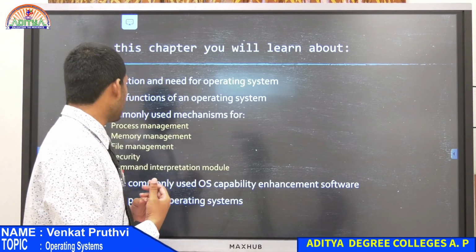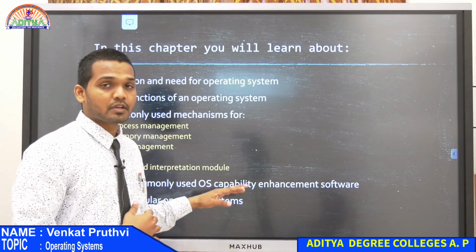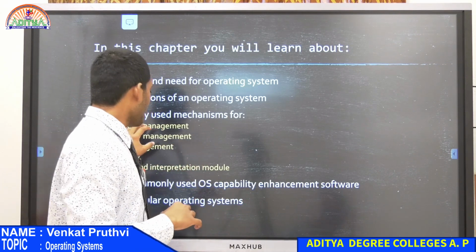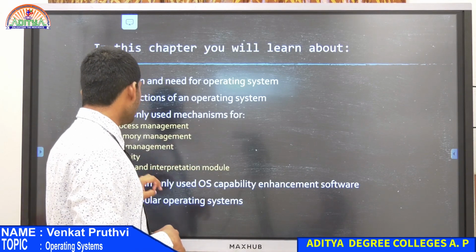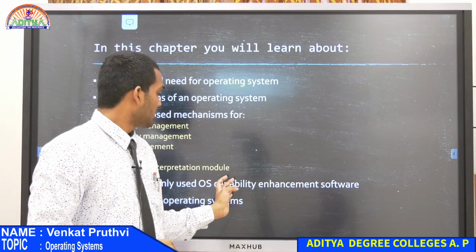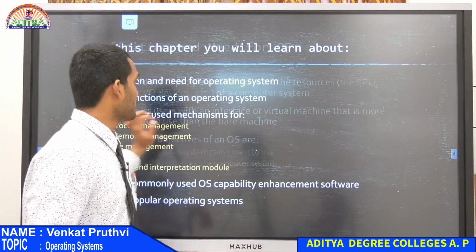What do you mean by process management? Memory management, file management, security, command line interpretation module. I have just given you a gist of all these modules. Now we'll get into detail for each and every one of them, and then we'll see in today's class some commonly used OS compatibility enhancement softwares and some popular operating systems.